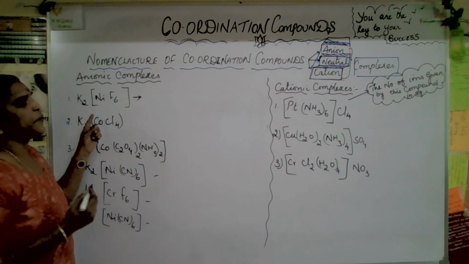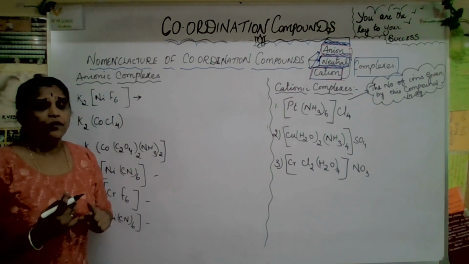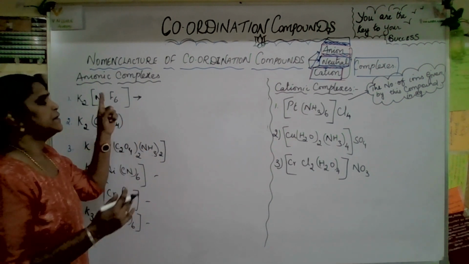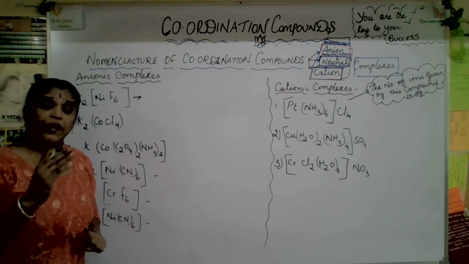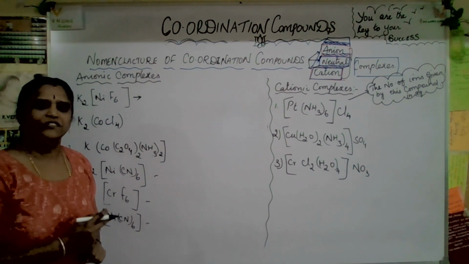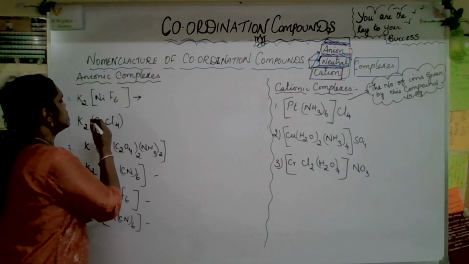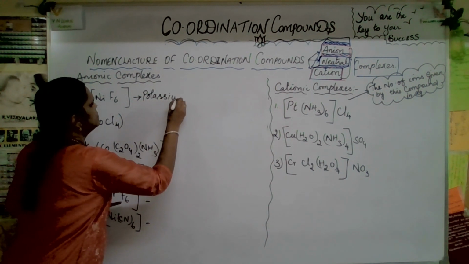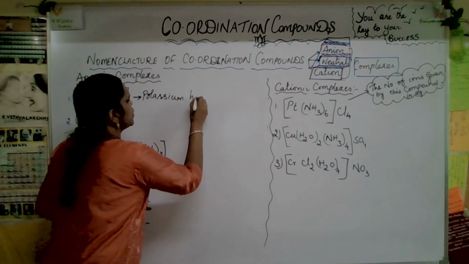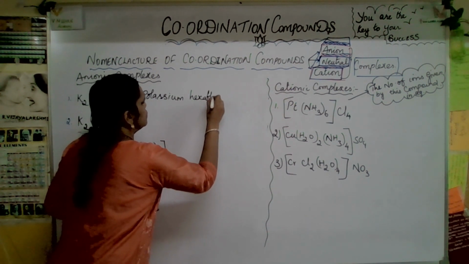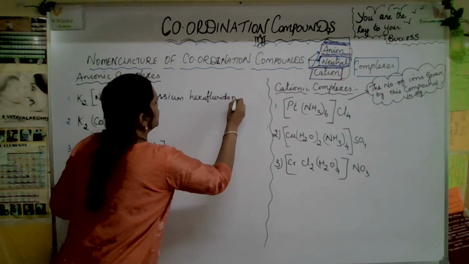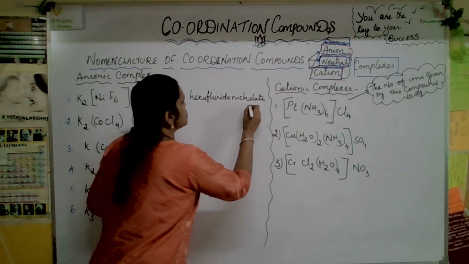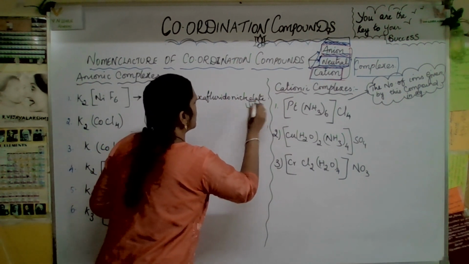As you look at this compound, you will come to know which is the counter ion, which is the coordination sphere, the ligand, the coordination number, and the central metal ion. And you can calculate the oxidation number also very easily. Come on, let us give the name for it. This is potassium hexafluorido nickelate, and the oxidation number is IV in Roman numeral.